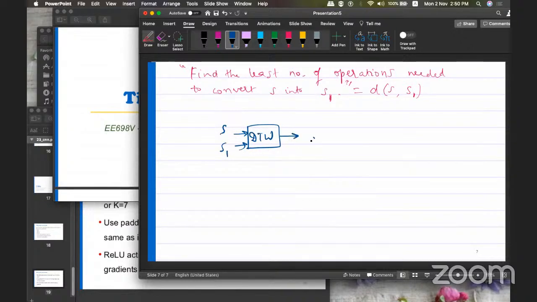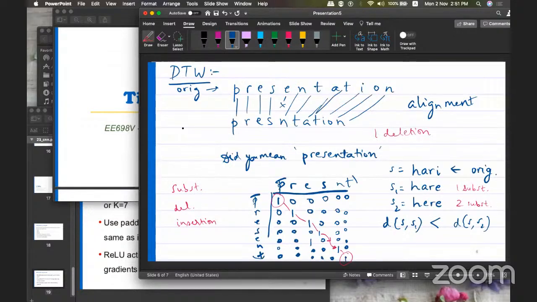And the output is the distance, the smallest distance between S comma S1. Okay, this is one application. Another application, application number 2. So this was application number 1.